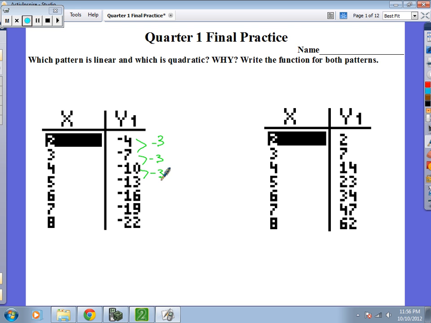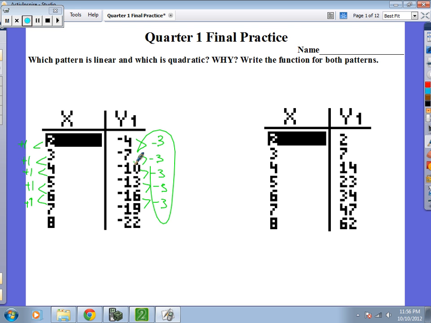every time that this side goes up 1. So when your x's increase by 1, your y's decrease by 3. So how much is it changing every single time? It's going down 3. So your change is a -3.